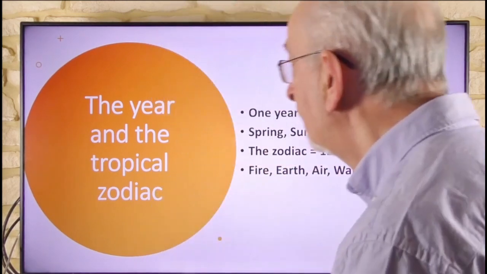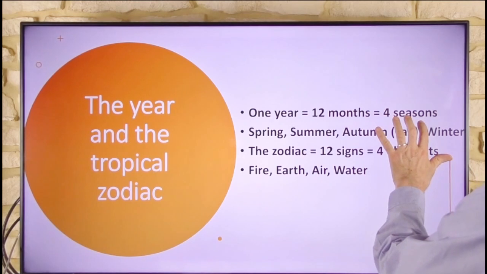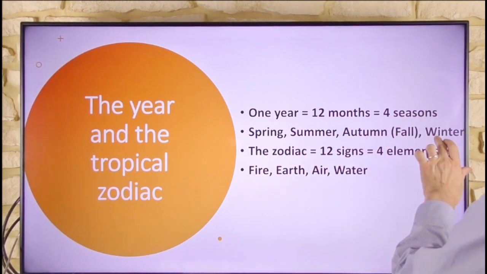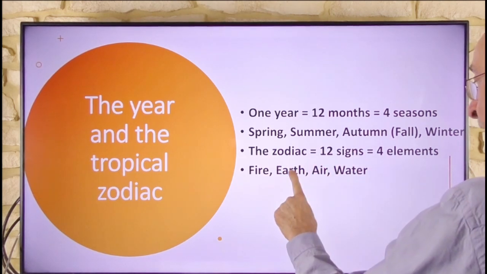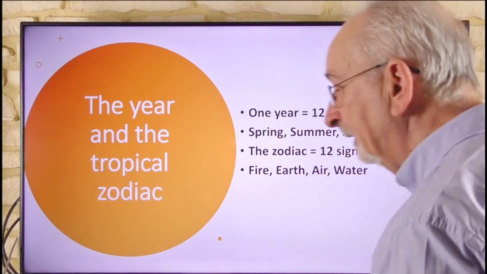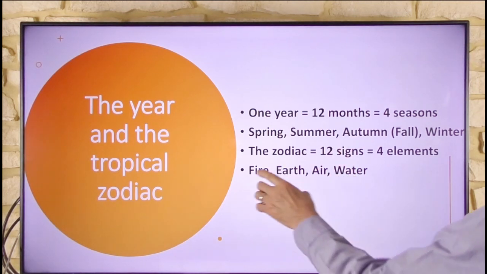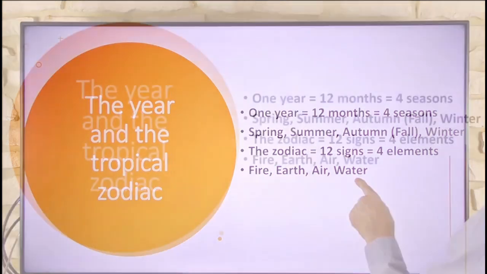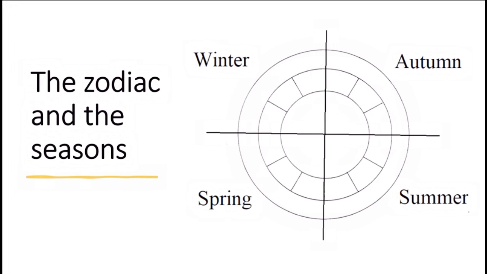So here we have a year and a tropical zodiac. 1 year, 12 months, 4 seasons: spring, summer, autumn, and winter. The zodiac, 12 signs, 4 elements: fire, earth, air, and water. Right, that's easy enough. We'll try to remember that. Fire, earth, air, water. That's important. And the sequence is important as well, as you will find out soon. So here are the seasons.